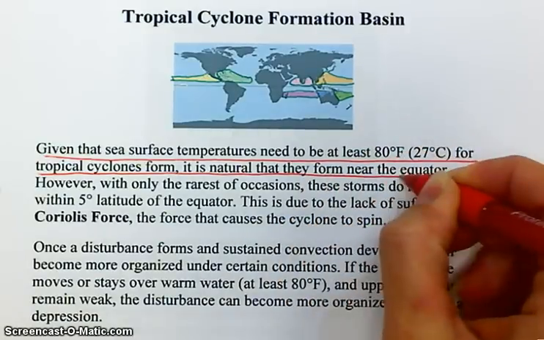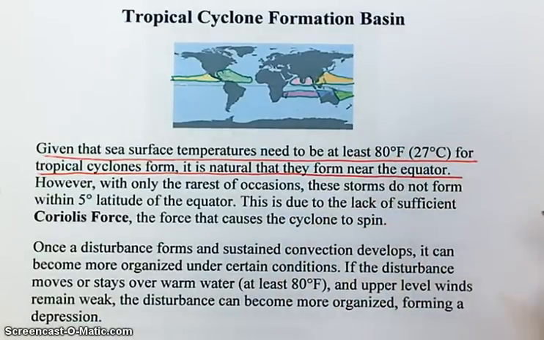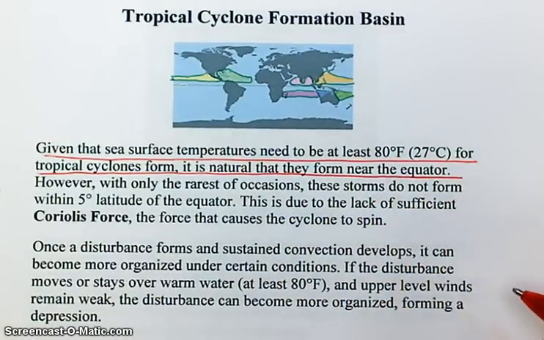Okay, they are going to form near the equator. Once a disturbance forms and sustained convection develops, meaning you've got rising warm air, it can become more organized under certain conditions. A lot of disturbances don't become hurricanes. Most of them don't. But under certain conditions, we do get tropical cyclones to form. And not all tropical cyclones, by the way, get classified into hurricanes. It depends on their wind speeds and organization.